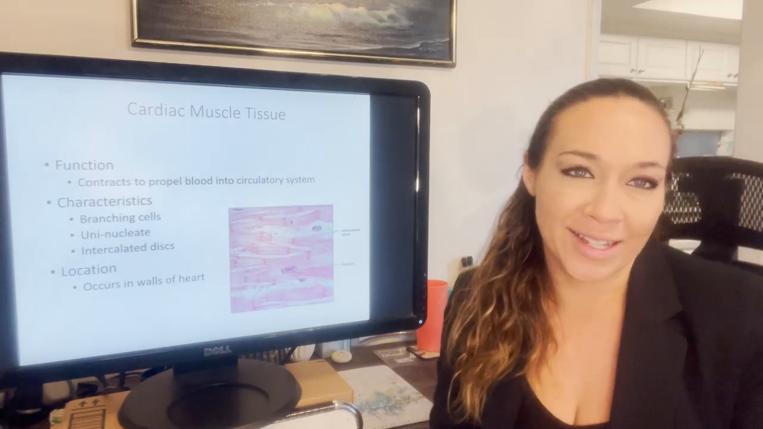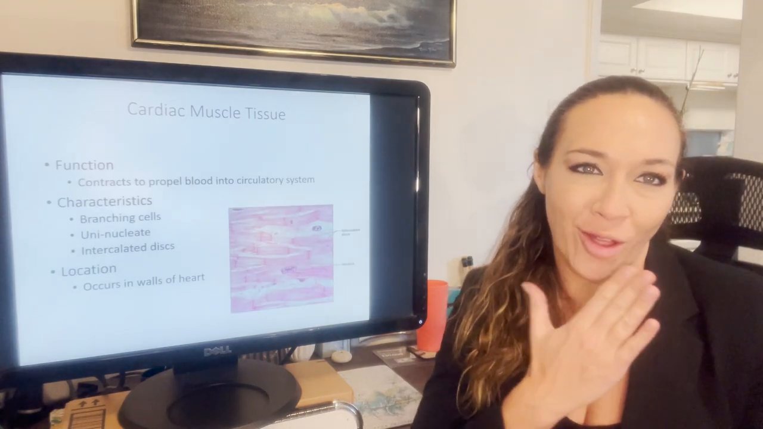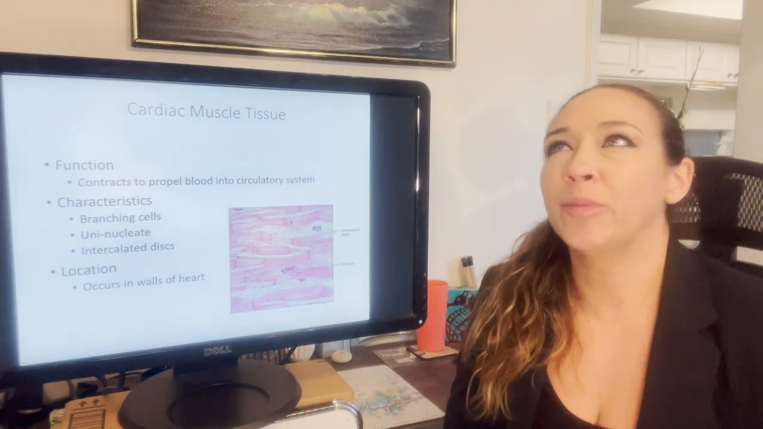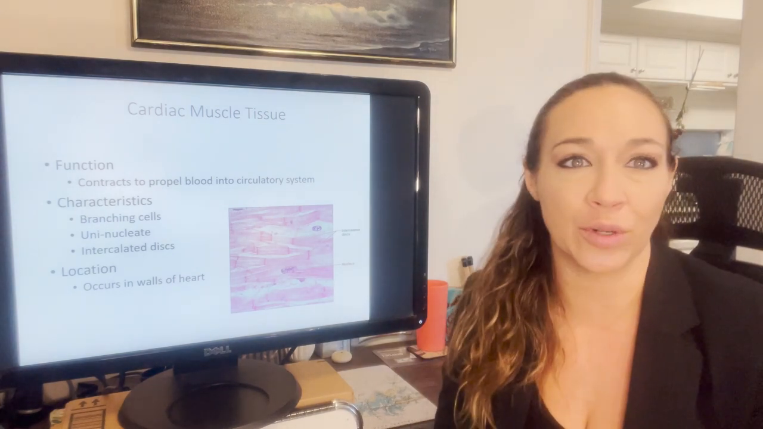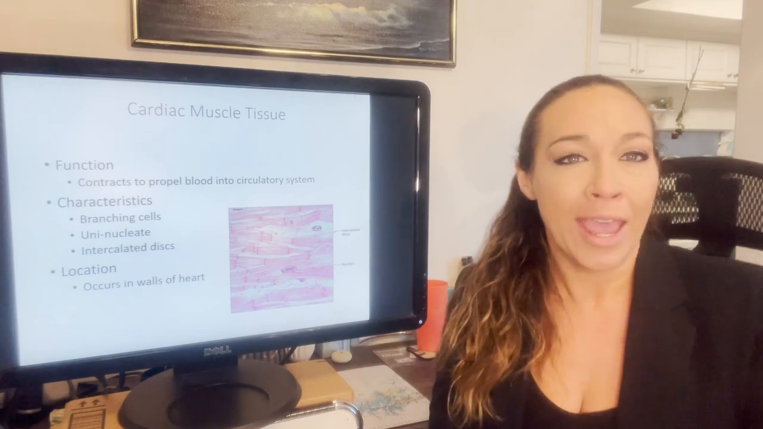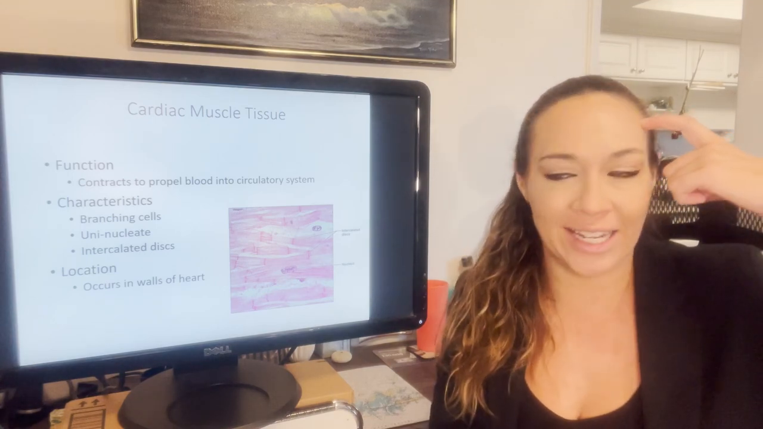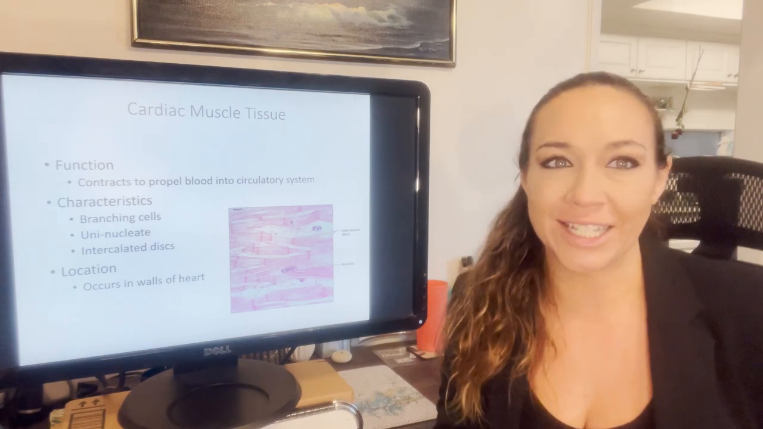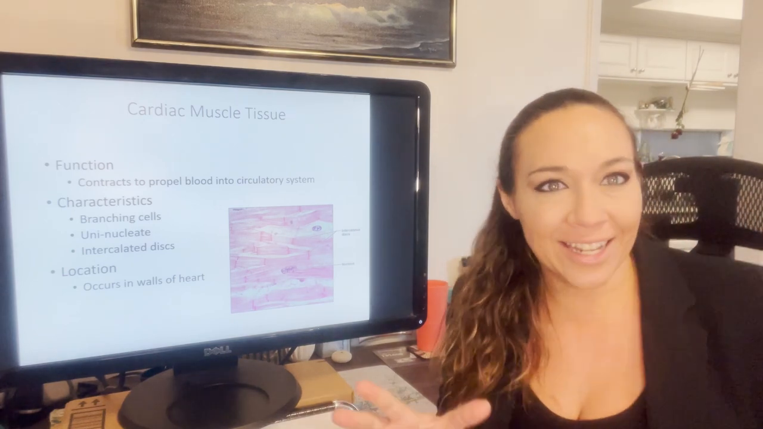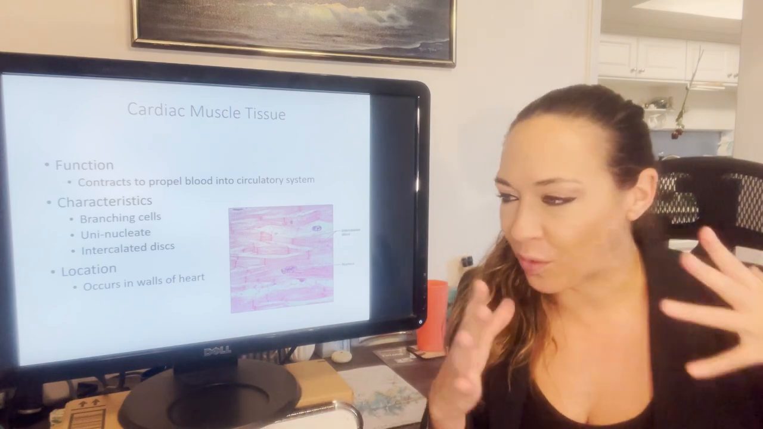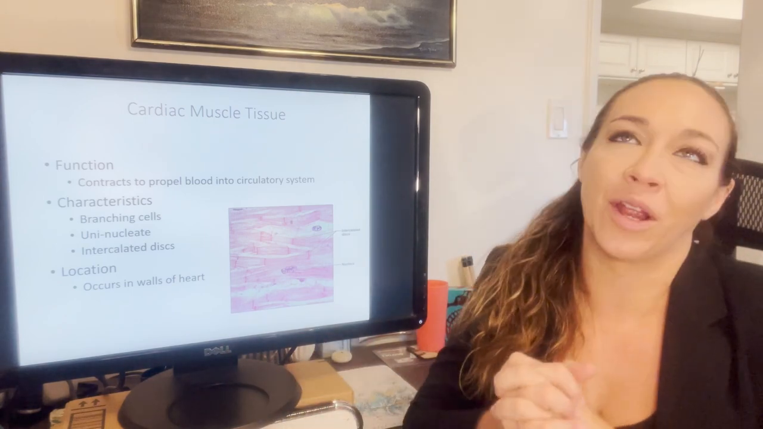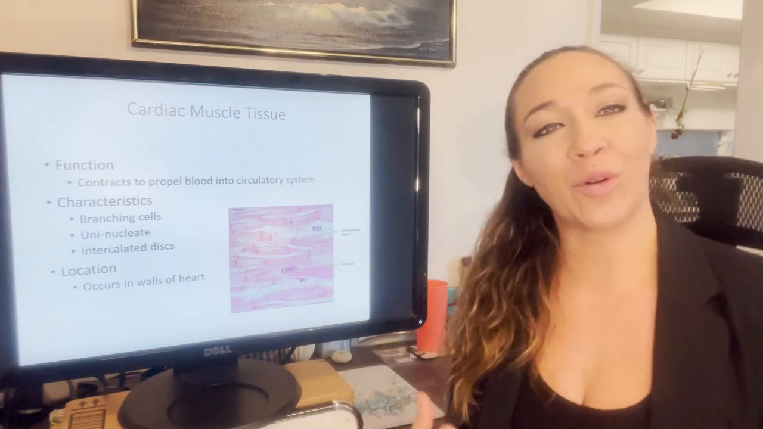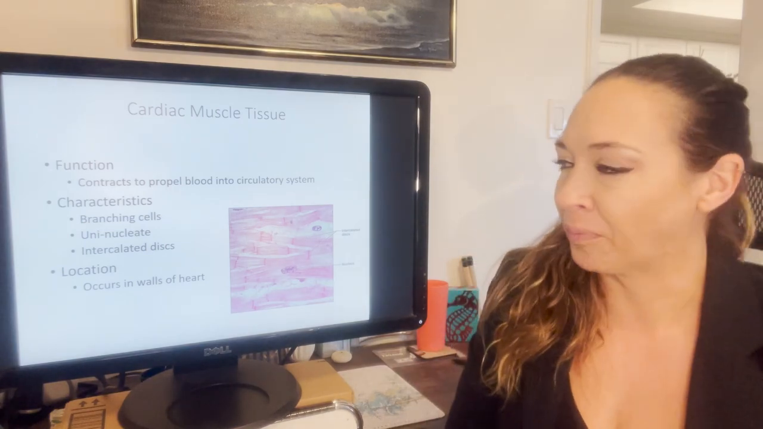Now, cardiac muscle is next. That's the one we talked about. That's an involuntary motion. That's the one that's going to keep your heart beating. Super important because it's going to propel blood through your circulatory system. We would die pretty quickly if our brain did not get the oxygen that it needed, as well as all of our other cells throughout our body. They need nutrients, they need energy, they need oxygen. So this is controlling our circulatory system. It's going to keep it going and therefore keep us alive, which is kind of important.